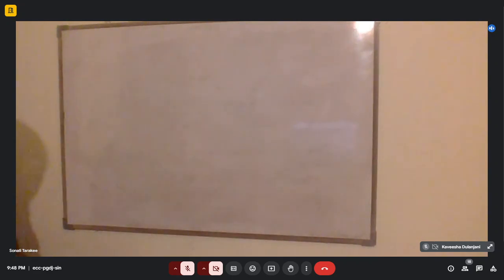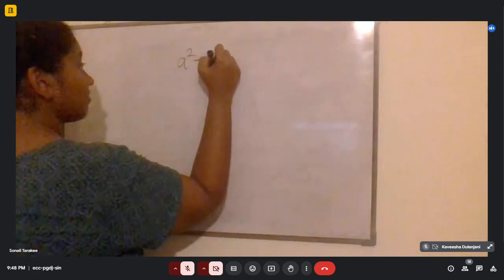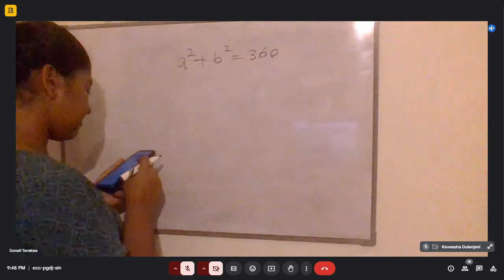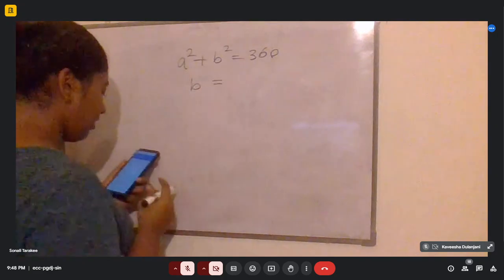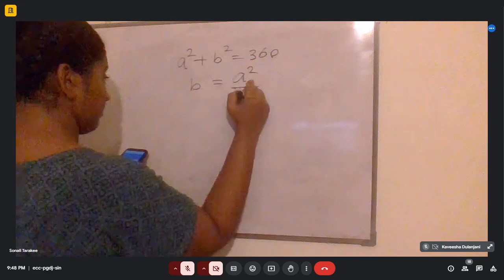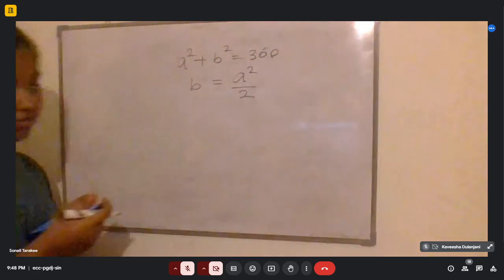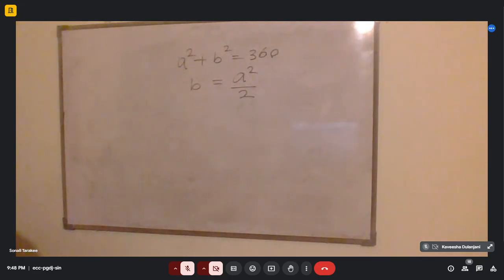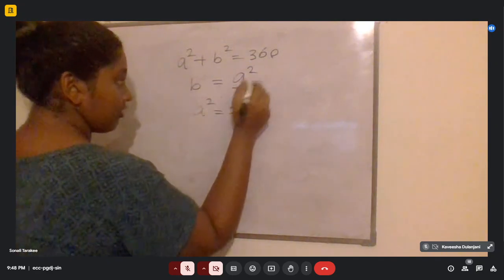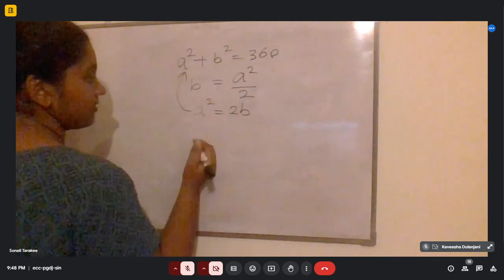The squares of two numbers add to 360. So I can write two variables a squared plus b squared equals 360. The second number is half the value of the first number squared. What are the numbers? Okay. Now here a squared means 2b according to this equation. Then you can substitute here.